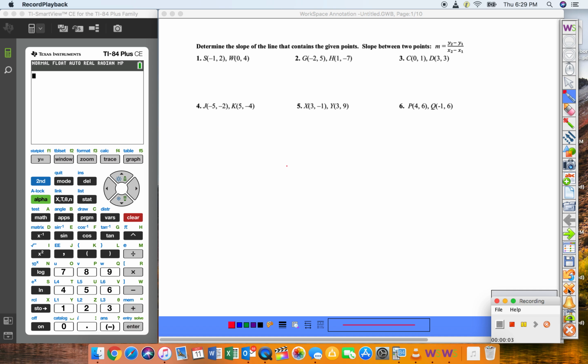Alright guys, this is 3-1 in advanced geometry. Today we're finding some slope. It's all review, so determine the slope that contains the given points. And remember the slope formula.